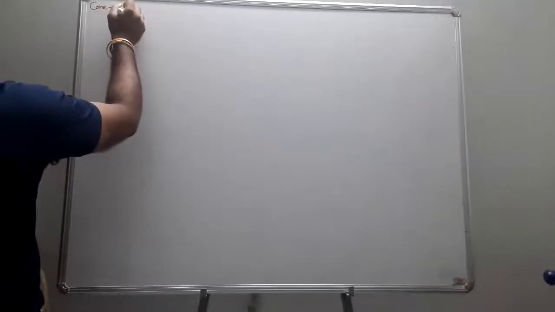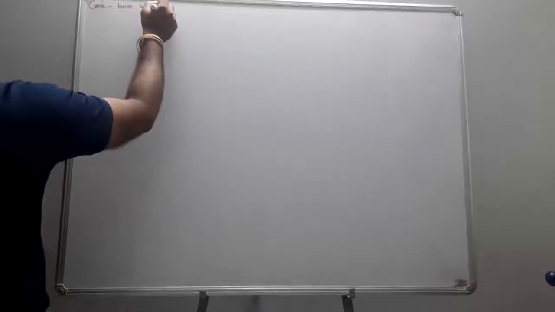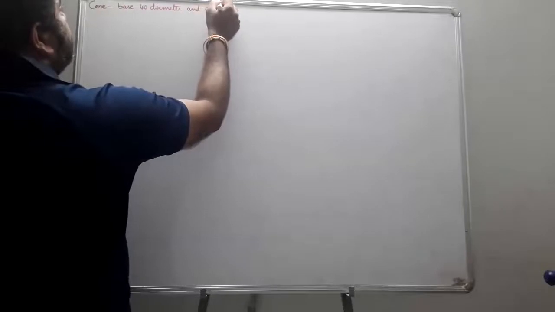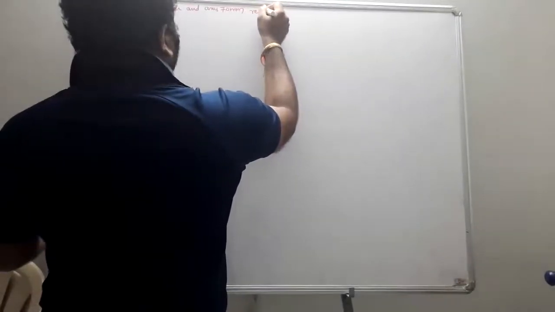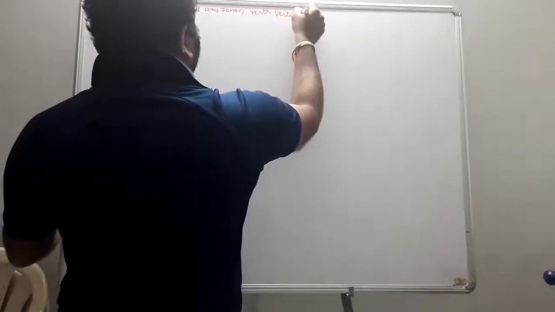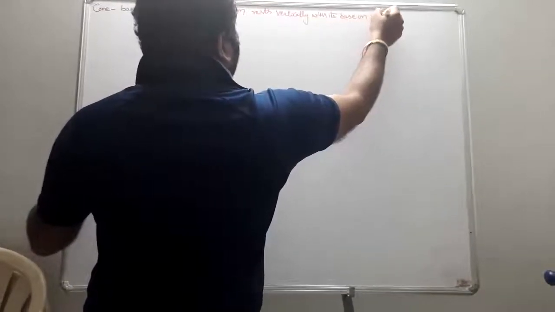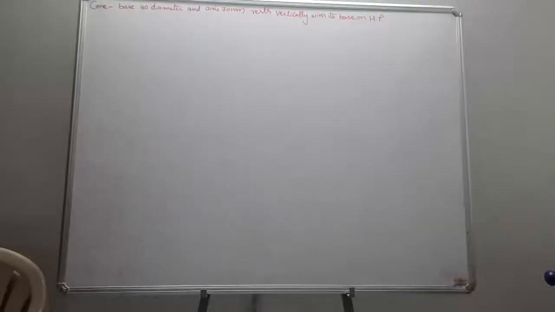Okay, now all of you write a problem. A cone of base 40 diameter and 70 height and axis 70 rests vertically with its base on HP.